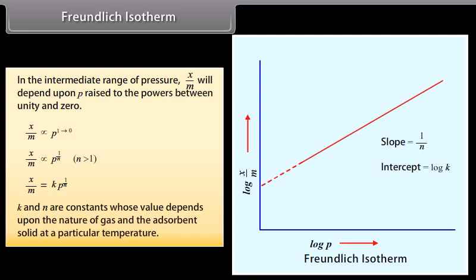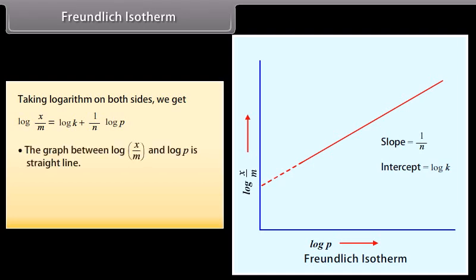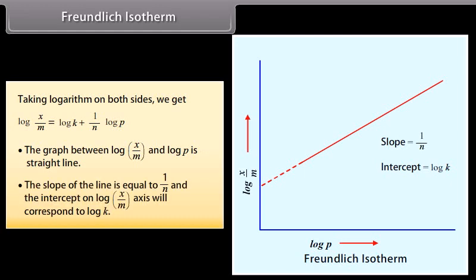k and n are constants, whose value depends upon the nature of gas and the adsorbent solid at a particular temperature. Taking logarithm on both sides, we get log(x/m) = log k + (1/n) log p. The graph between log(x/m) and log p is a straight line. The slope of the line is equal to 1/n, and the intercept on the log(x/m) axis will correspond to log k.